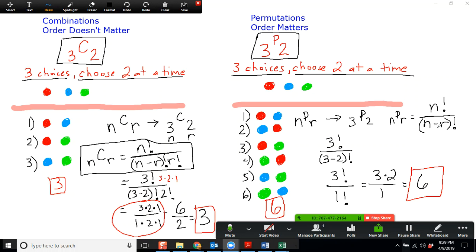Formula wise, you'll notice there's one thing missing. There is no other R factorial on the bottom. And that's what allows us to have more possibilities with permutations. And by plugging in these numbers, you can see again the exclamation point means you multiply by everything smaller. I guess I should put a 1 here. 3 times 2 times 1 is 3 factorial, 1 factorial. There's no number smaller than 1 because 0 is not an option for factorial. So it's just 3 times 2 times 1 divided by 1. You get the same number, 6. And those are permutations.